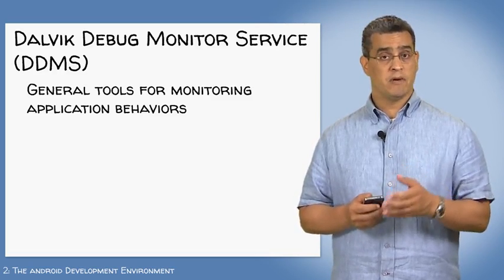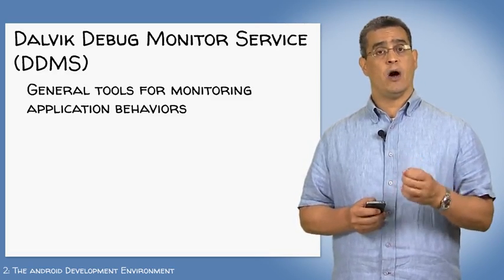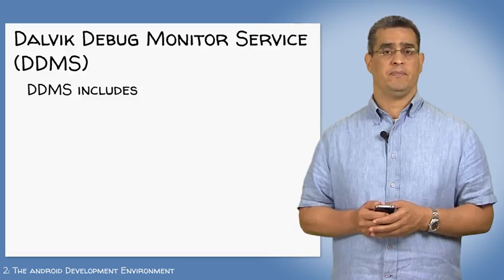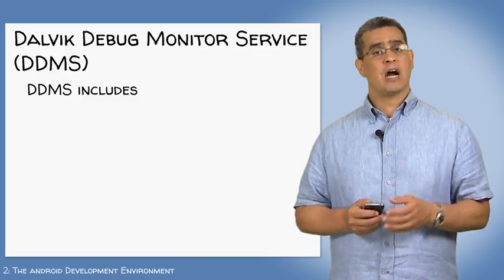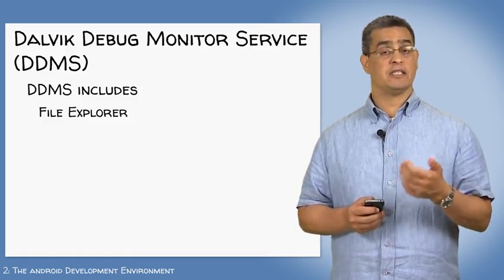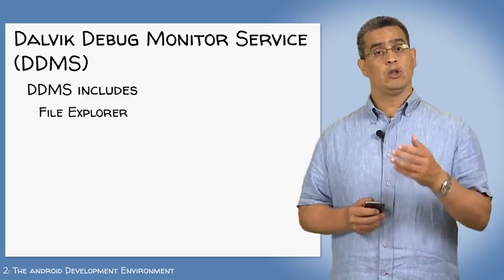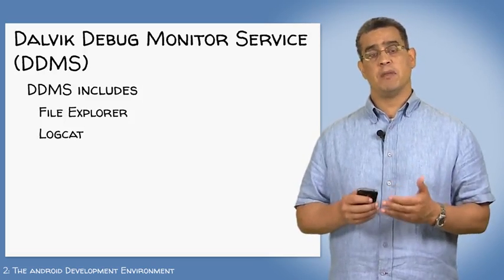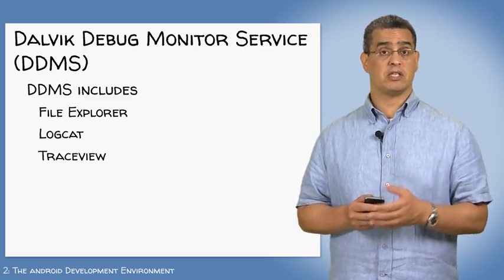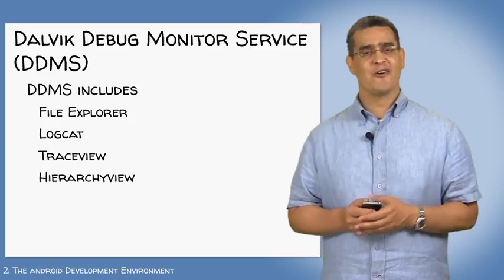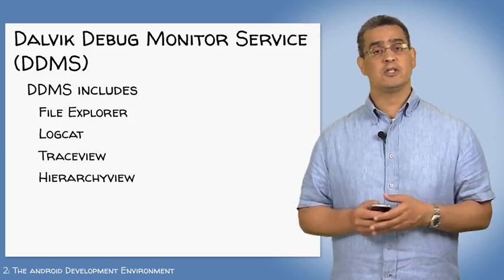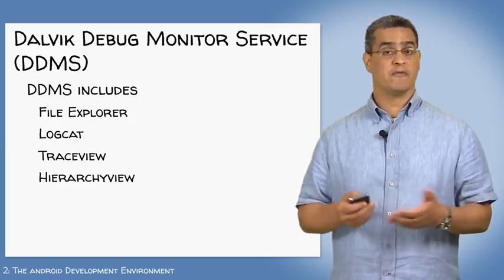Android provides a number of these monitoring tools in its Dalvik Debug Monitor Service, or DDMS. Today I'll talk about 4 of these tools: a File Explorer for viewing a device's file system, Logcat for logging and displaying runtime events, TraceView for displaying method execution traces, and Hierarchy View for examining user interface layouts. Let's look at these tools and see how you access them from Eclipse.